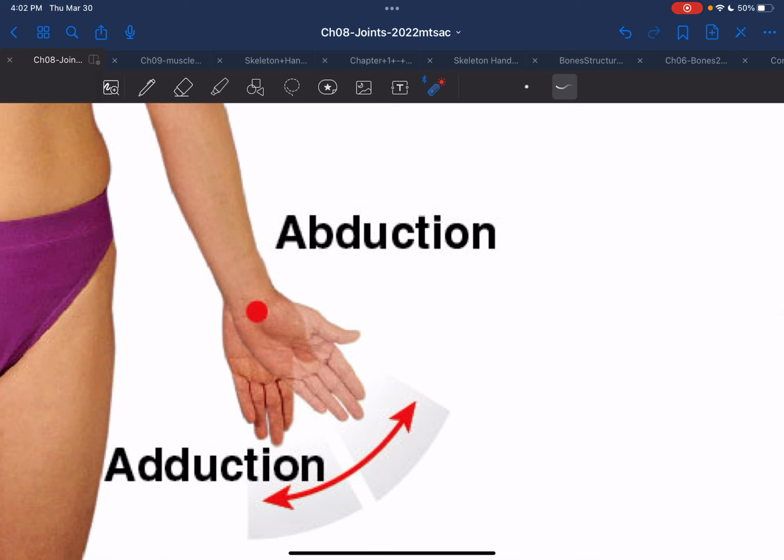Because if I was in anatomical position, abduction is again my hands doing jumping jacks right now. They're doing this, and then they go back down, adduction, abduction, adduction. So they're capable of doing those motions.